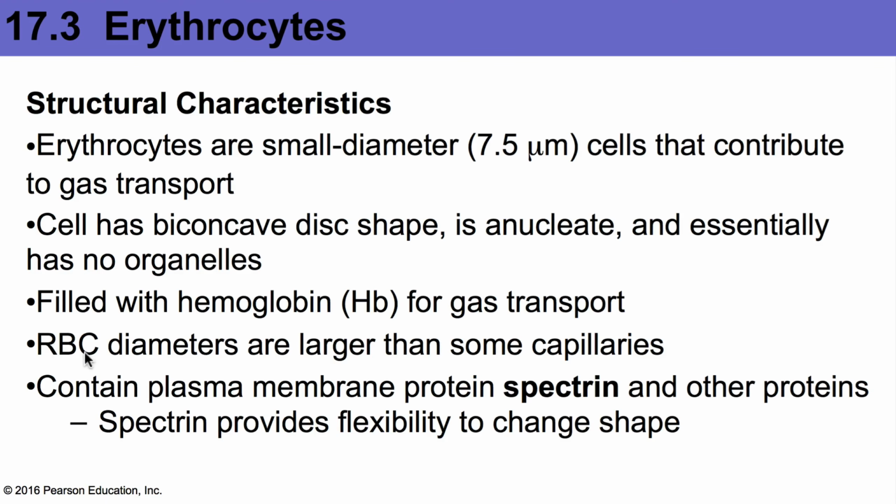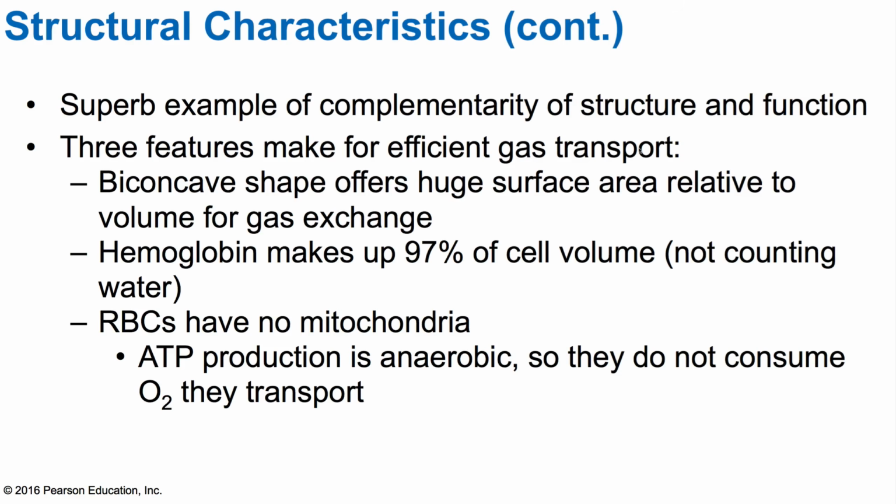The red blood cells' diameters are quite large, and sometimes they end up being larger than some of the capillaries that they're passing through. Now remember, what did we say? We said the diameter is quite small, right? 7.5 micrometers. But comparatively, compared to some of the capillaries, they end up being quite large. But because they have this protein called spectrin, it gives the red blood cell some flexibility, and it allows it to change shape so it can pass through these very small capillaries. The red blood cell is an excellent example that shows the complementarity of structure and function.